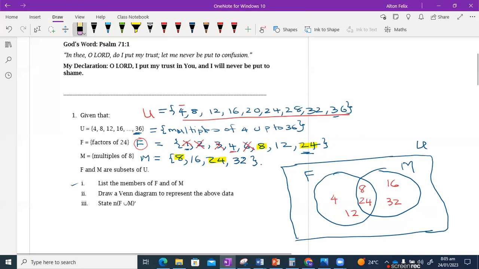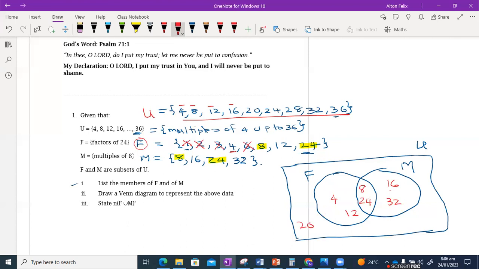All right, so saying that we have already included the number 4 in the set. Right, let's continue. 8 is already included. We have accounted for 12 in both sets of F. It's there. 16, yes, 16 is accounted for right here. Right. 20 is not mentioned in both F and M, so we have to put 20 outside.